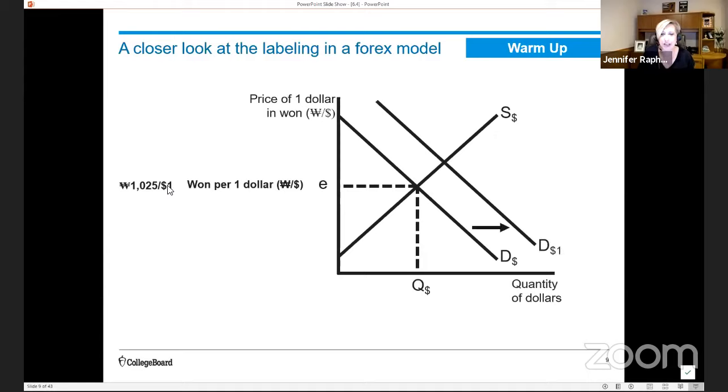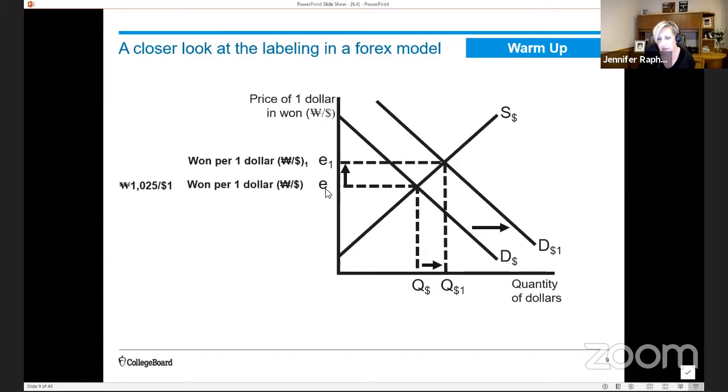All right, so when we have our increase in demand, the exchange rate rises. It means that the purchasing power of the won relative to the dollar decreases. It means you're going to need more won to buy each US dollar. So the won per dollar is going to increase. Okay, the number of won needed to buy $1 is going to increase. So now that means that this number up here has to be bigger than 1,025.